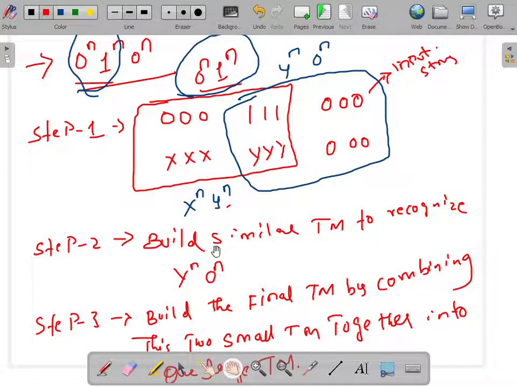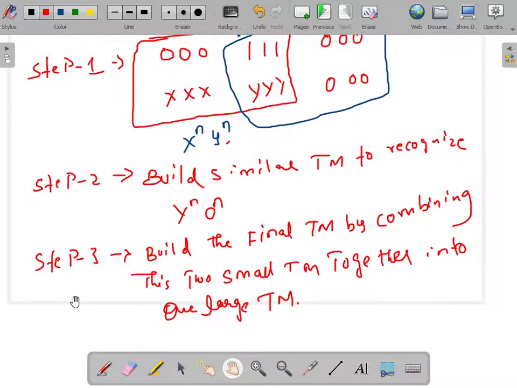What is that? Build a similar TM to recognize y power n and 0 power n. So for this blue box, in the second step we are solving the blue box, in the first step we are solving the red box. And in step 3, build the final Turing machine by combining these two small TMs together into one large Turing machine.